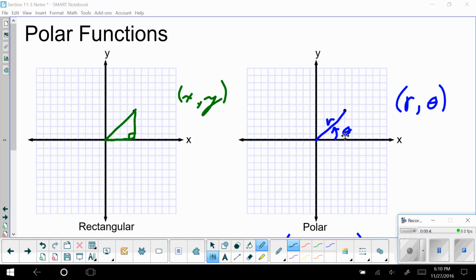So they're called polar because we're revolving around a pole, the origin, to get to the same point that rectangular tells us how to get to by going left, right, up, down. So with polar, we're just being told to go out a certain radius r at a set angle theta measured counterclockwise from the positive x-axis.